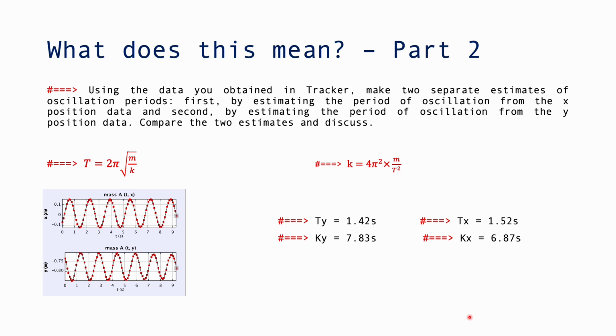In order to get a more accurate estimate, we could have used the average of all oscillation periods in X and Y instead of calculating them separately, and therefore we could have gotten a more accurate estimate of the spring constant.